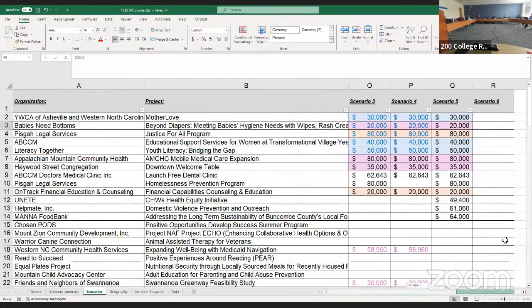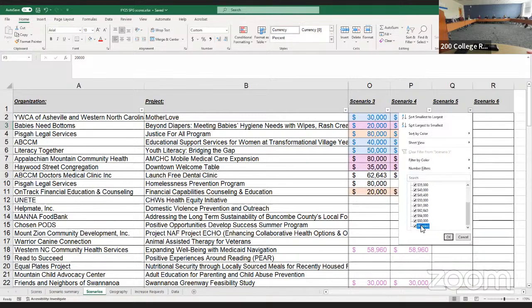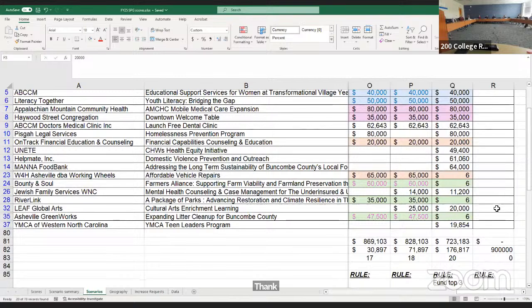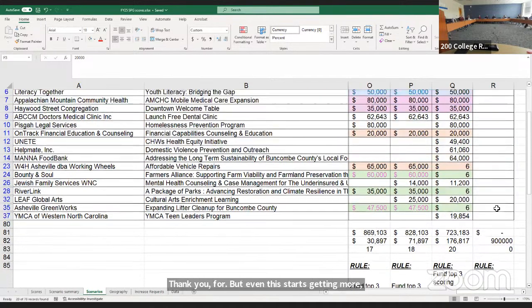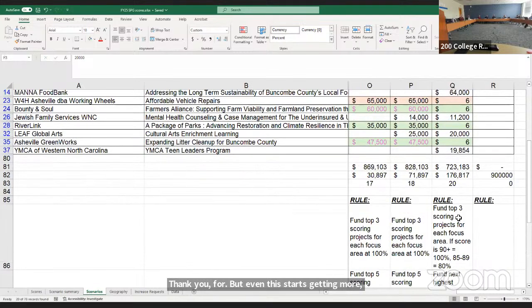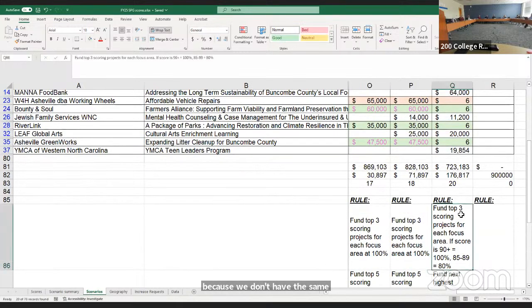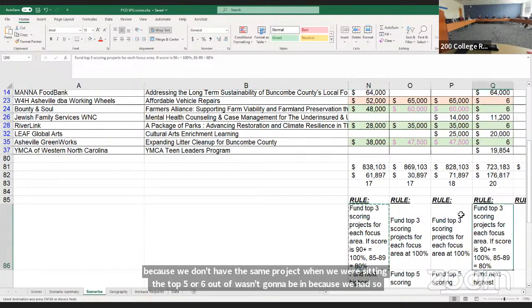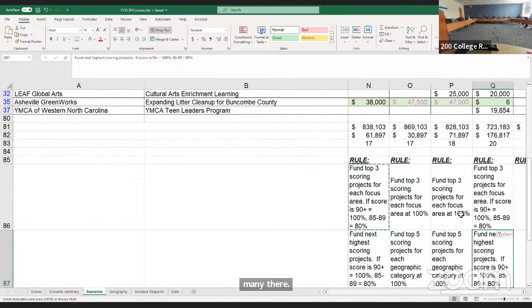I have wondered if we want to think about more than top 3, maybe top 4. Or even, this starts getting more nuanced, because we don't have the same number of applications in each focus area. Maybe we're saying the top 5 or 6 out of resident well-being, because we had so many there, and the top 3 out of the others. Yeah. That we can keep tweaking.